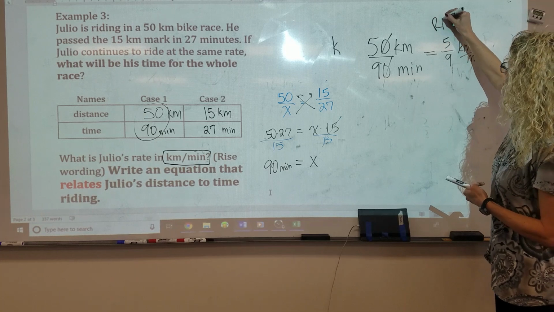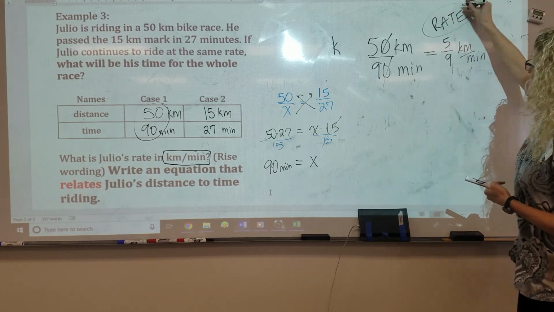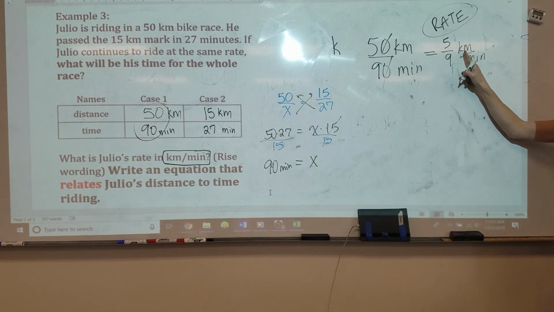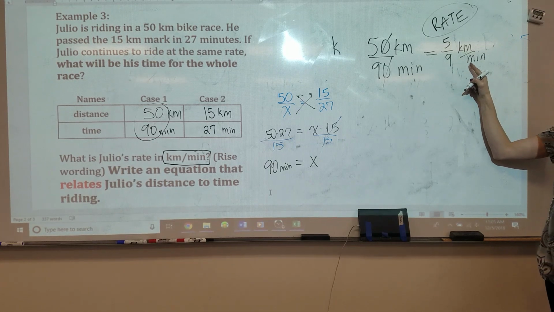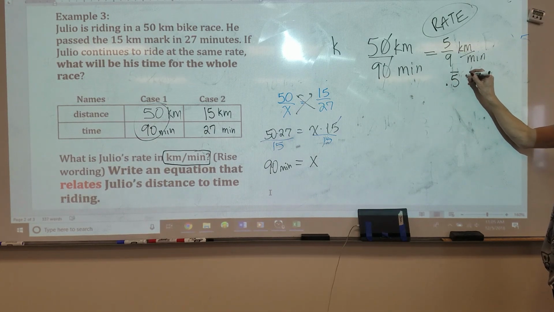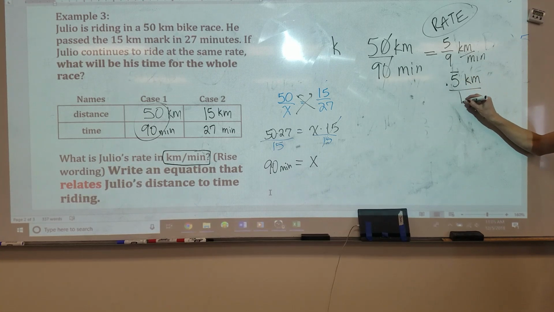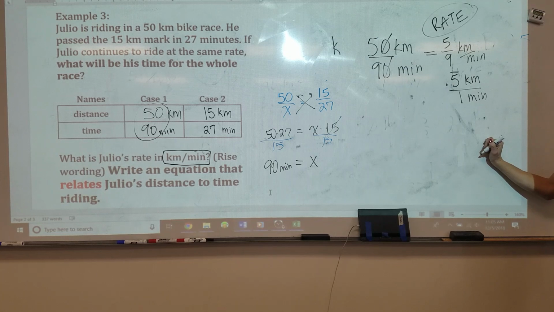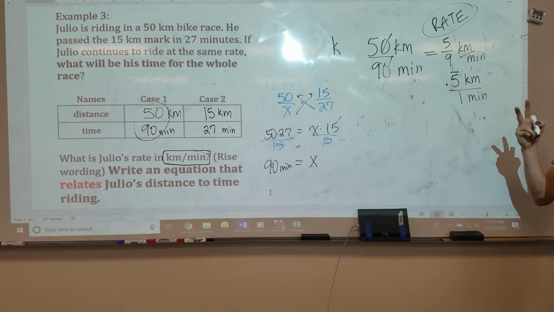I'm going to call this rate. This says I could go 5 kilometers in 9 minutes. If I wanted my unit rate, I would divide that all the way to get a decimal. It's 0.5 repeating kilometers per 1 minute. Now it says write an equation. Let's use a shortcut for our equation. There's two rate equations you should know.